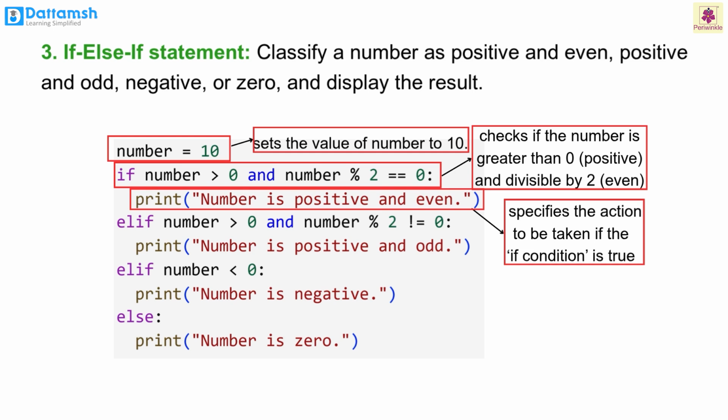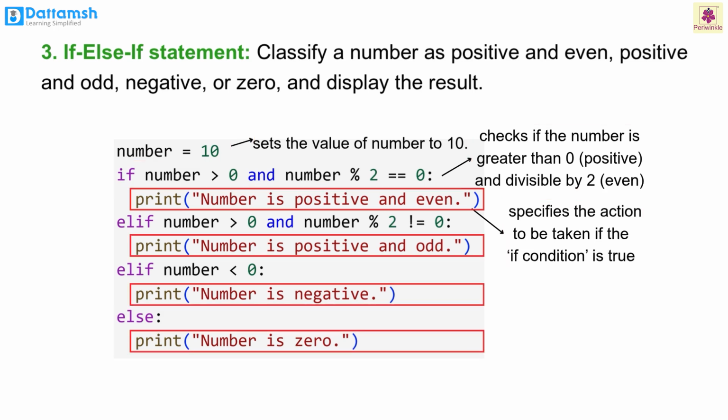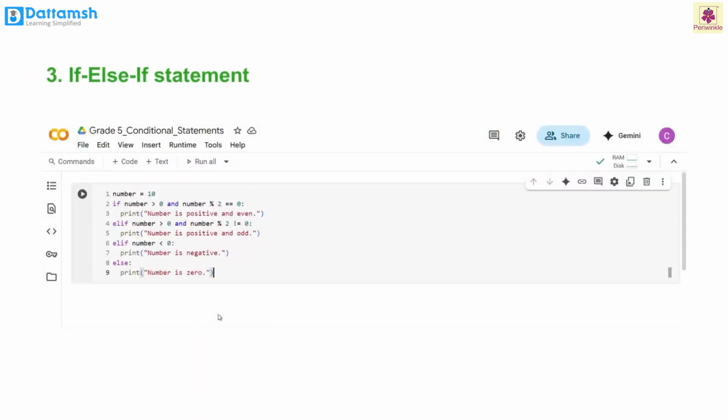Similarly, the other elif lines are other conditional statements the program is required to check. The else line is the conditional statement if all if and elif statements are false. The print lines mention actions to be taken for each conditional statement. Let us run the code to see the output. Since 10 is greater than 0 is true and 10 modulus 2 is equal to 0 is also true, the if condition becomes true and the output is print number is positive and even. The program does not check the other conditional statement elif because the first condition was true.